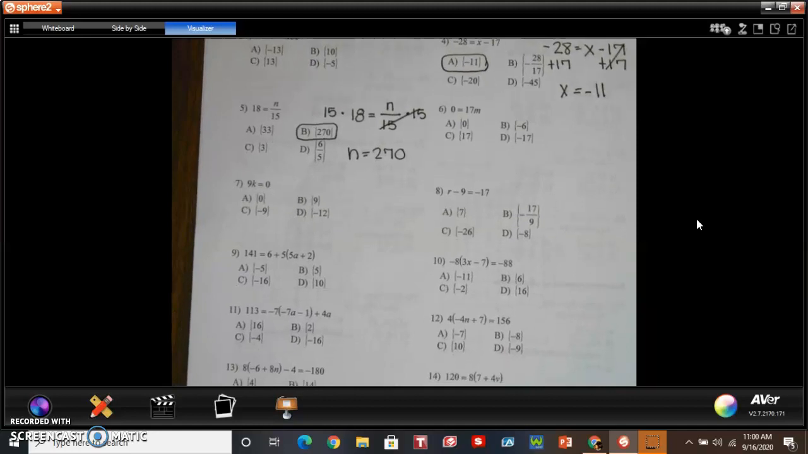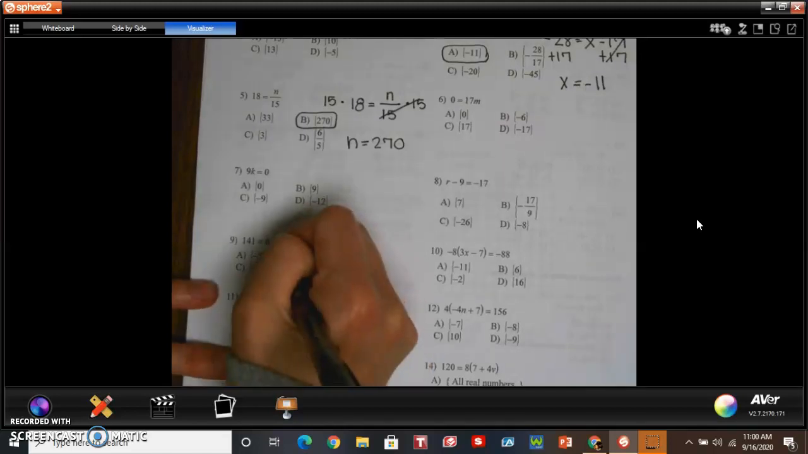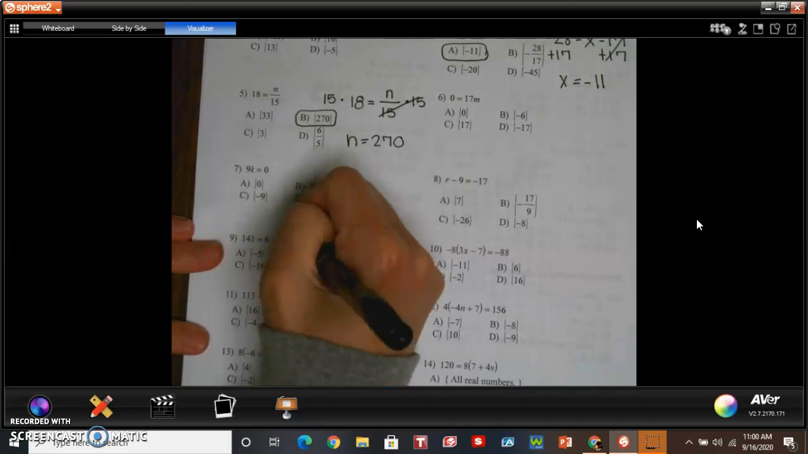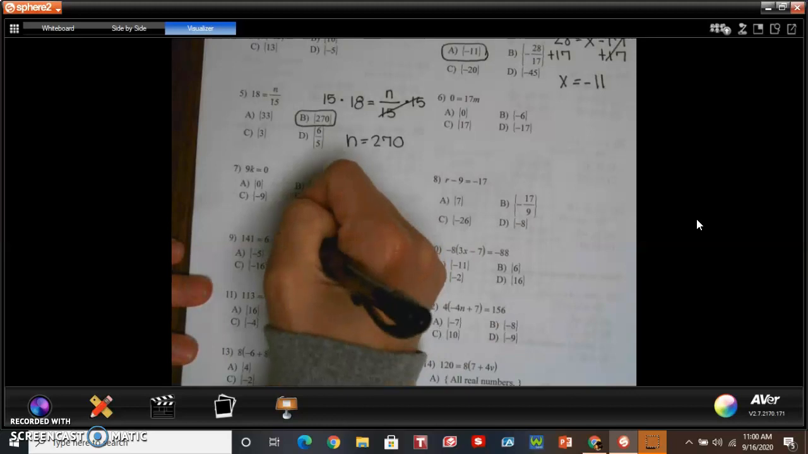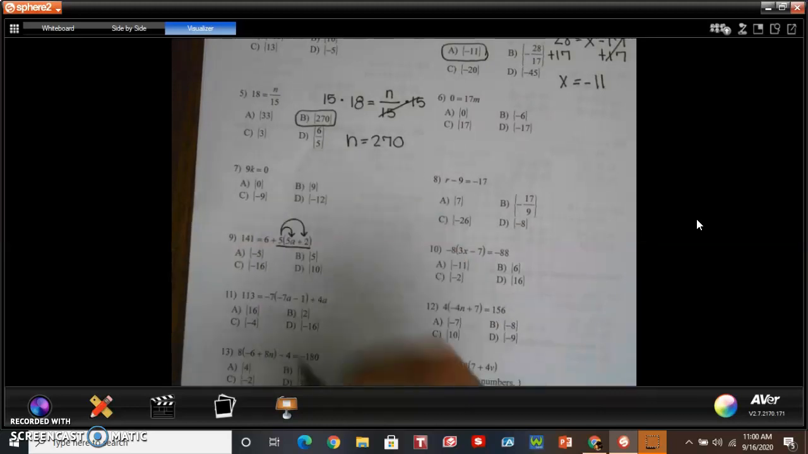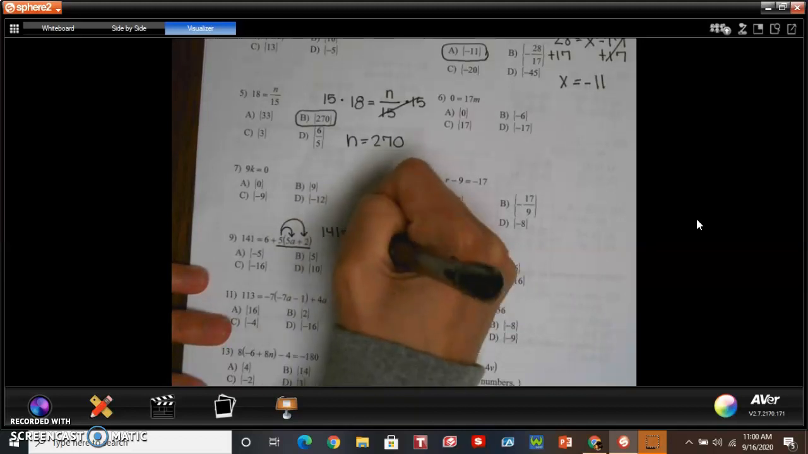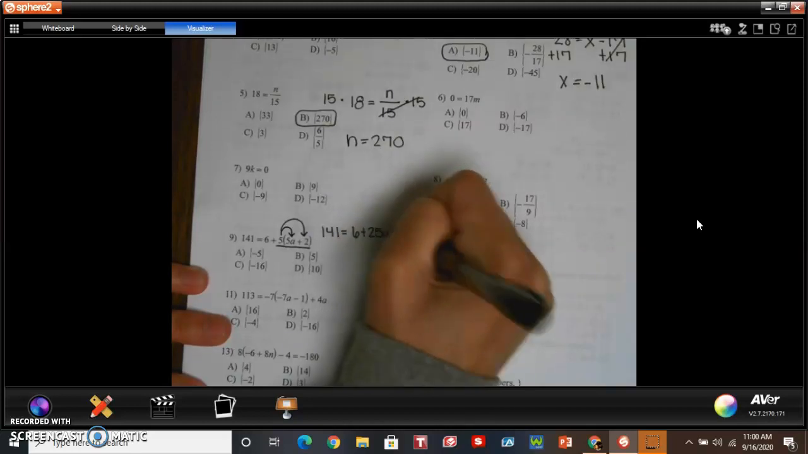Next one I want to look at is number 9, because sometimes when you want to solve for a variable, you have to simplify the equation first. So the first thing I notice is that we have this right here going on. It says 5 times (5a plus 2). This is where we use the distributive property. This means we're going to take what's outside our parentheses, our 5, and multiply everything inside by that number. So now we have 141 equals 6 plus 25a plus 10.